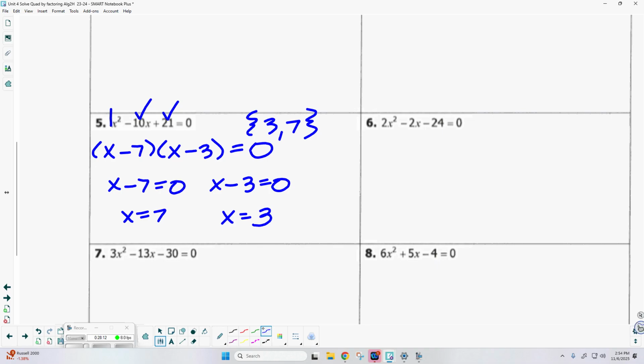So see, the thing about this lesson, if you feel really confident with factoring, it's going to be a breeze. Okay. If you're struggling with factoring a little bit, you're probably going to struggle a little bit because that's what's going to get you your solution. Okay. Try number 6. Now, it doesn't look like it, but this is going to become a simple trinomial as well.